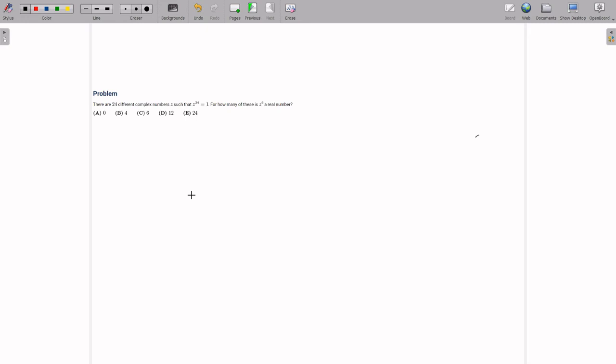Alright, so now that we've gone over De Moivre's theorem, we're now going to go over this problem. I believe it is number 17 from the 2017 AMC 12A. So it's a problem that's pretty late into the test, but I assure you that once you guys know De Moivre's theorem, this is essentially just a basic exercise. So it says that there are 24 different complex numbers z such that z to the 24th is equal to 1. For how many of these is z to the 6th a real number?